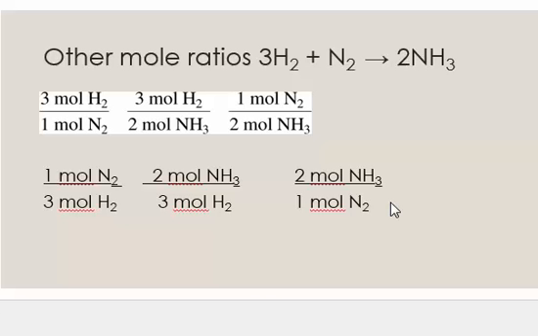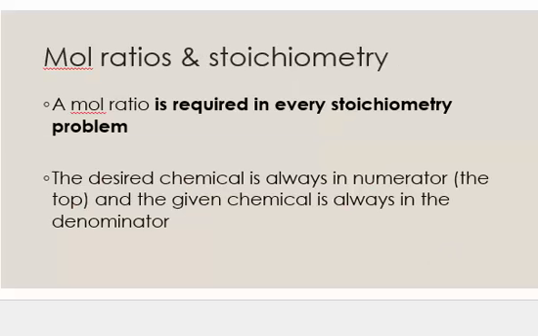It is really important to include the word mole in mole ratios. You will need the word mole to cancel out units correctly. A mole ratio is required in every single stoichiometry problem. The chemical you want to end up with will always be in the numerator or the top, while the given chemical is always in the denominator.